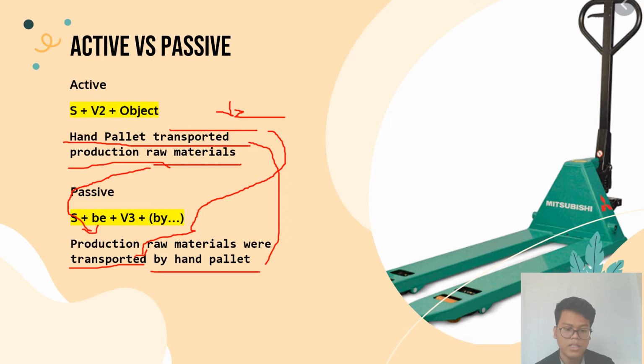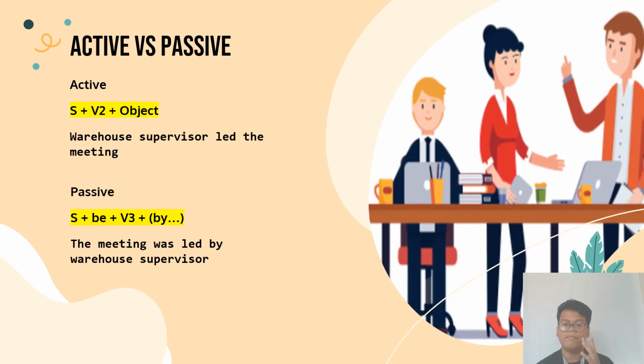Why do we use were as the to be? Okay, past tense uses be was or were. Was is for singular and were for plural. If the production raw material is more than one, it's many, we use were. For singular we use was. The next example: Warehouse supervisor left the meeting. Left is verb 2, from leave.